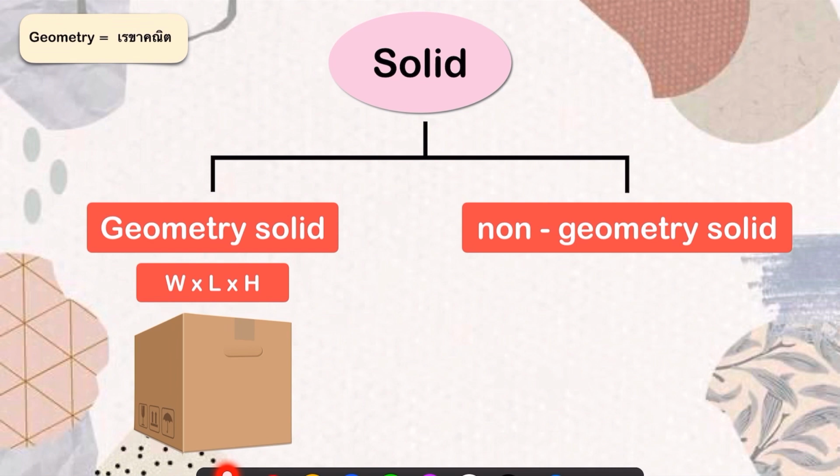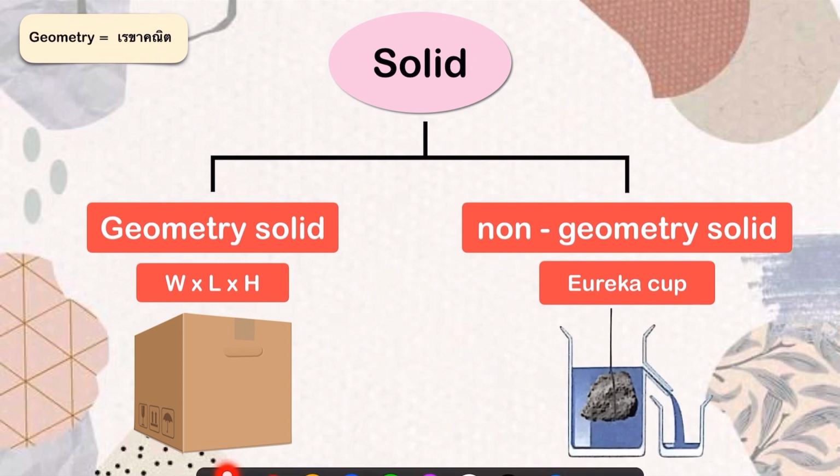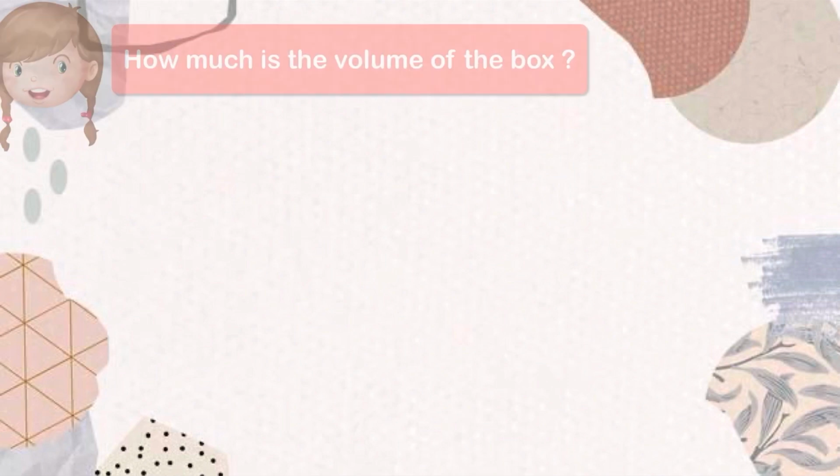And if it is non-geometry solid, for example, this one, can you see a rock? A rock is solid and it is non-geometry solid. If you want to find the volume of a rock, we use a Eureka cup. Can you see this one? We call it a Eureka cup. Now, I want you to find the volume of geometry solid by using this math formula.